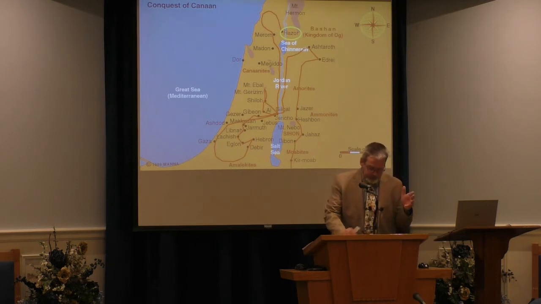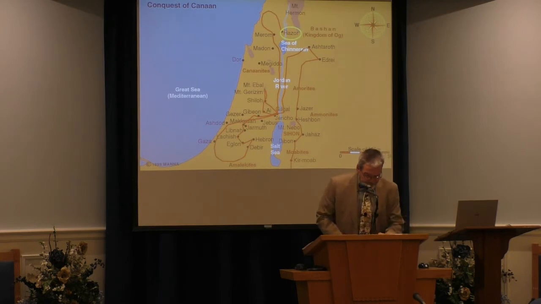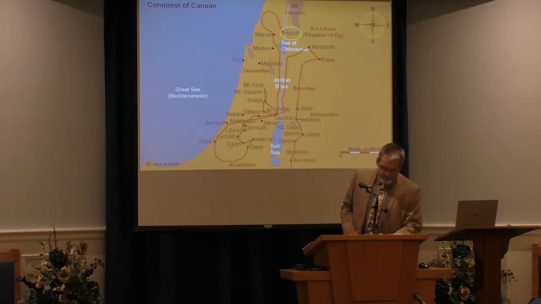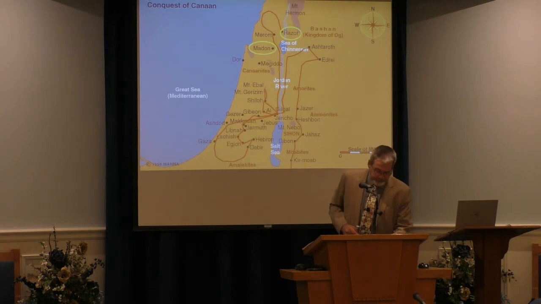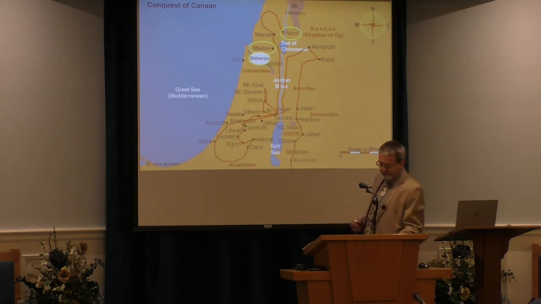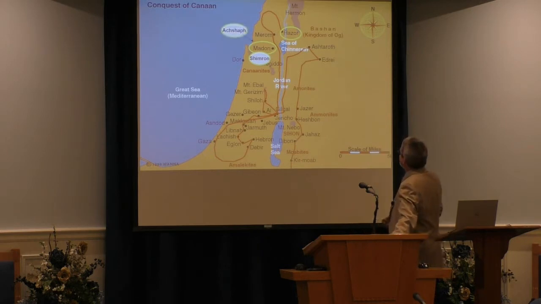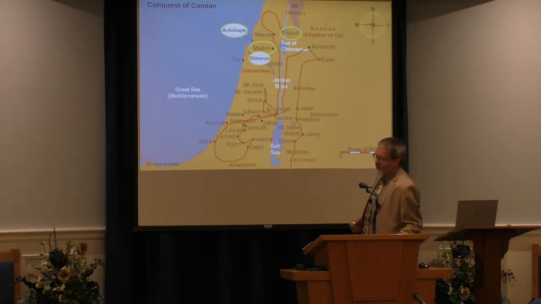heard about these things, that is, what happened in the central and the southern campaign, and he sent to Jobab, the king of Madon. And so he gets with the king of Madon, and they agree together. And the king of Shimron, here is Shimron, and to the king of Akshaph, which is right on the seacoast over there.